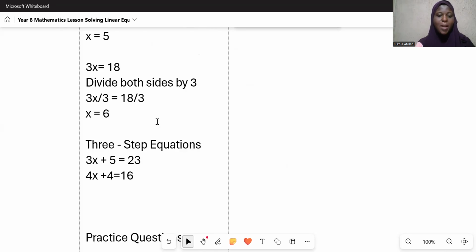Like we said, for all equations, the essence is to find what X is, the value for X, the value for the unknown. In this equation, X is the unknown. So the unknown is represented by X. So now let's look at this example.